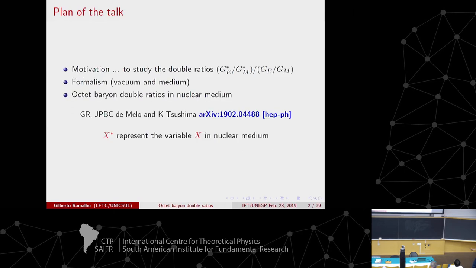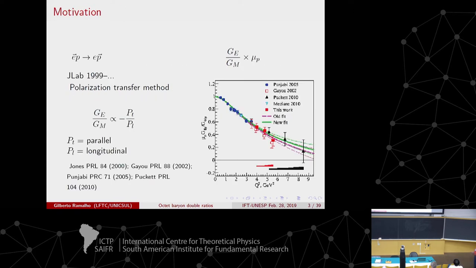The results are presented in this recent preprint. Just a note about the notation: when I put a star on some variable, it means that I'm referring to the variable or the function in nuclear medium. Okay, motivation. Part of the motivation came from the experiments at Jefferson Lab that started around 1999.